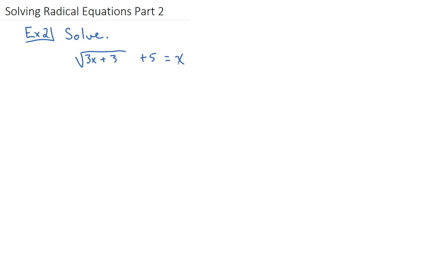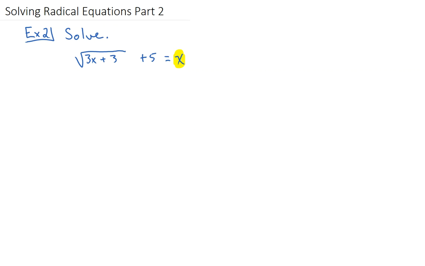Alright, so let's say we have the square root of 3x plus 3 and then plus 5 equal to x. So it's going to kind of be the same. What's going on differently with this equation is I have an x that is not under the radical. And so that's going to change how the problem plays out, as you'll see. But our process will be similar initially.